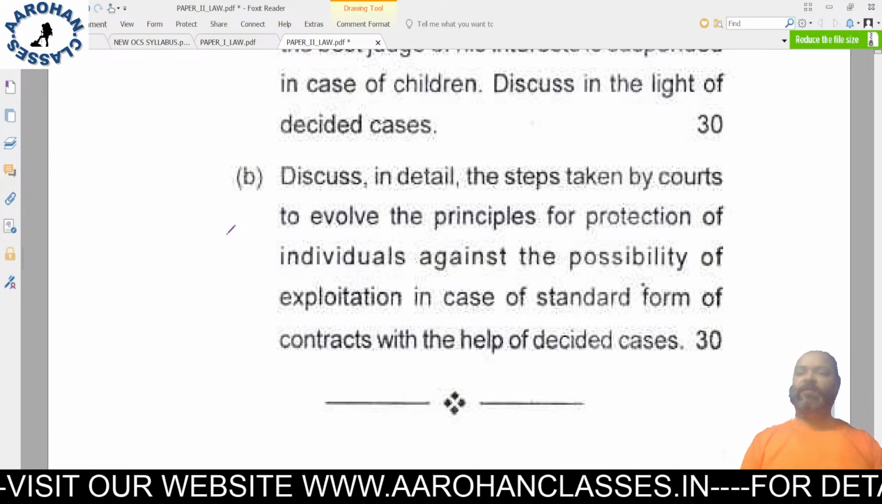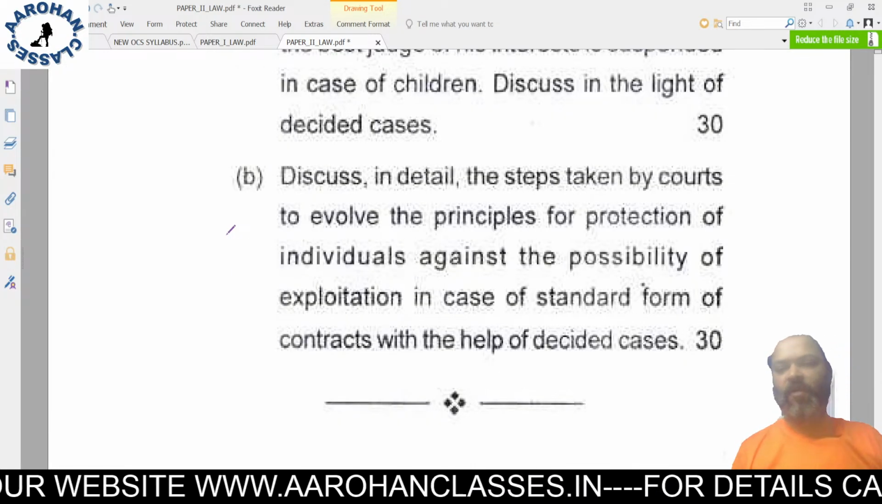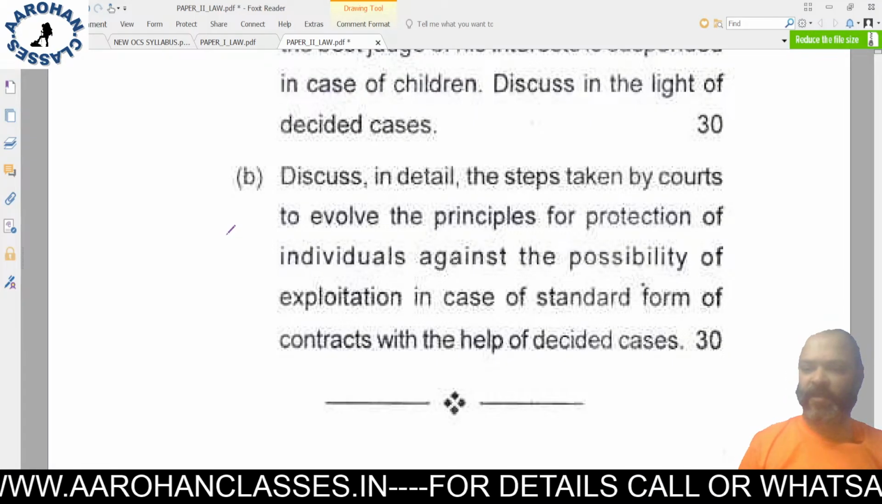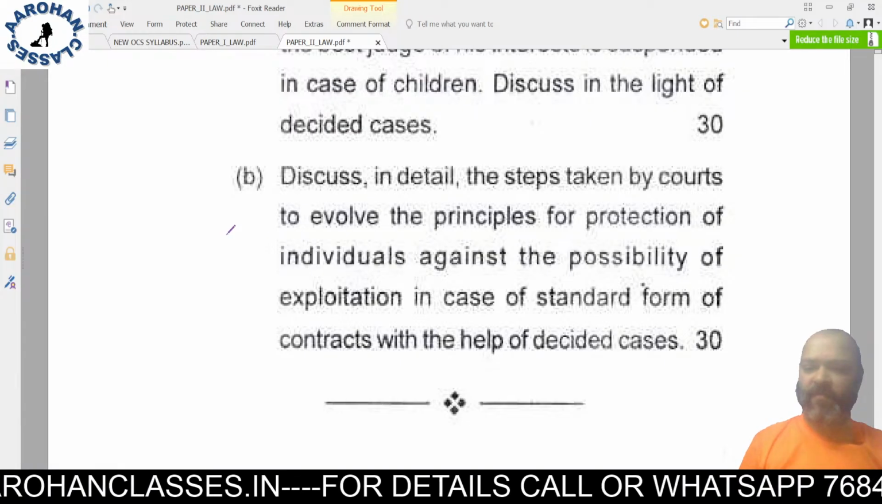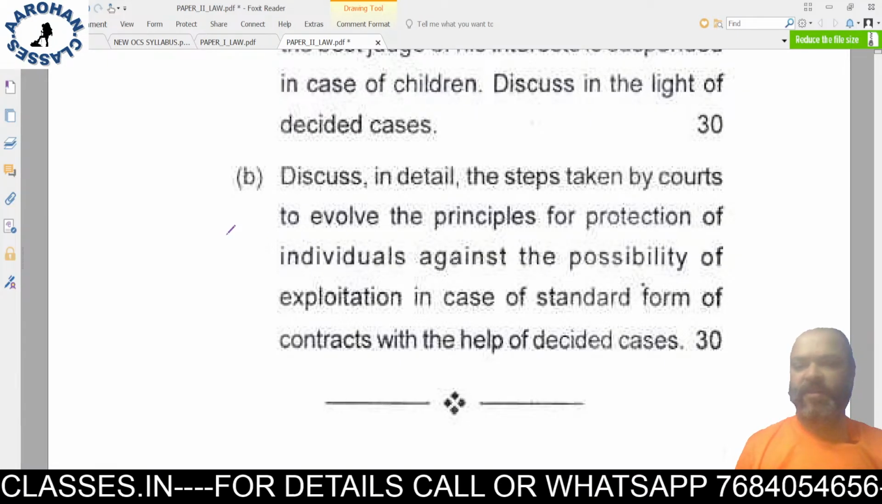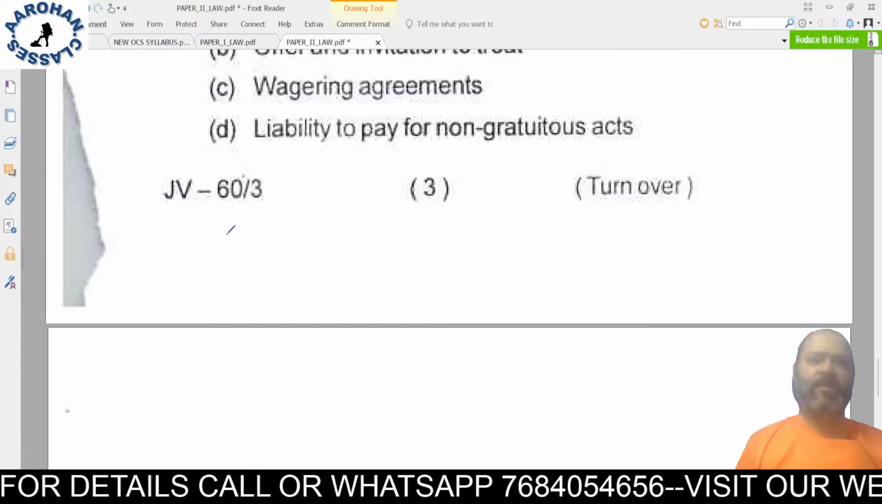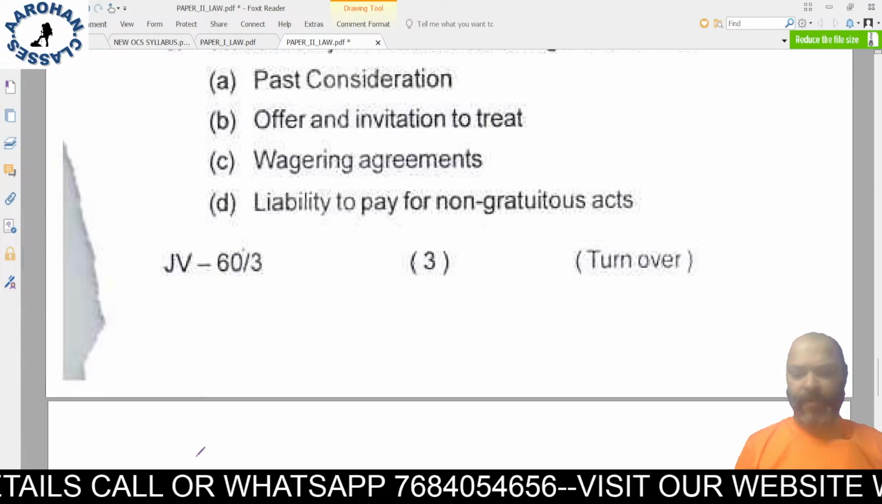Discuss in detail the steps taken by courts to evolve the principles for protection of individuals against the possibility of exploitation in case of standard form of contracts, with help of decided cases. Okay, so this is 2021's paper 1 and paper 2.